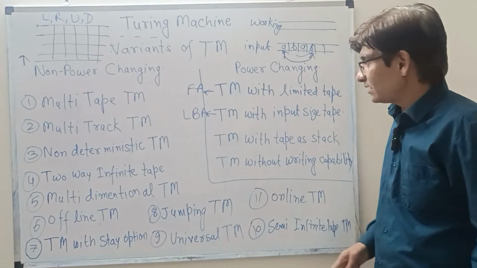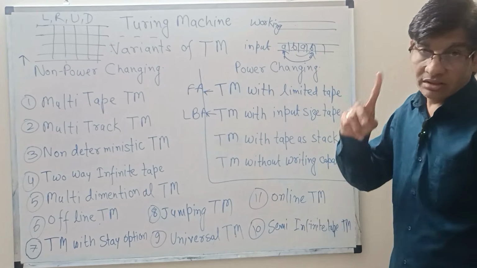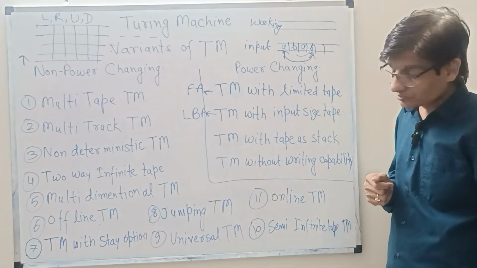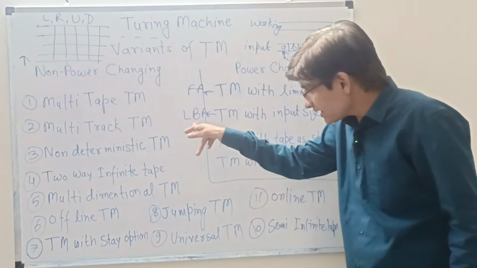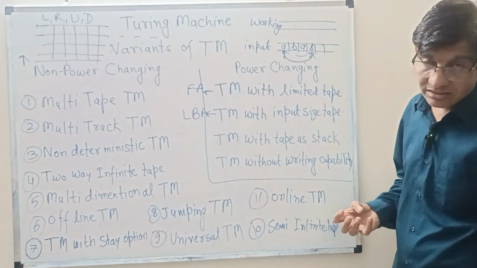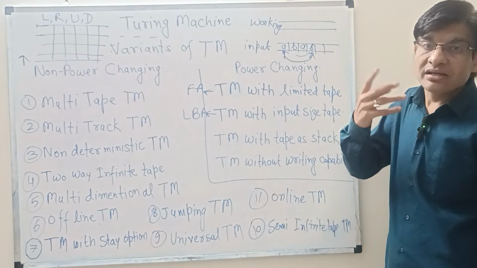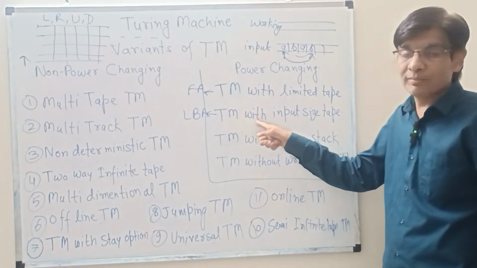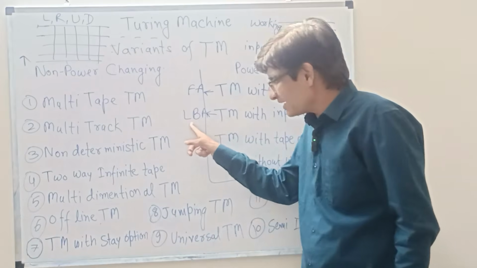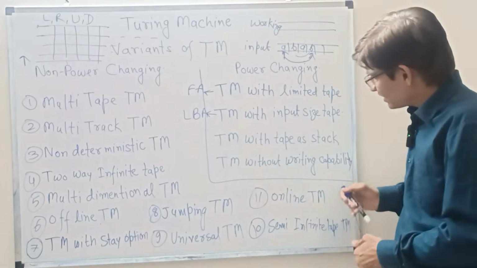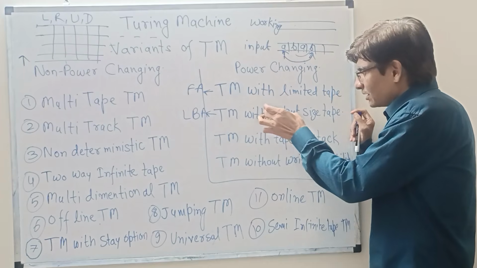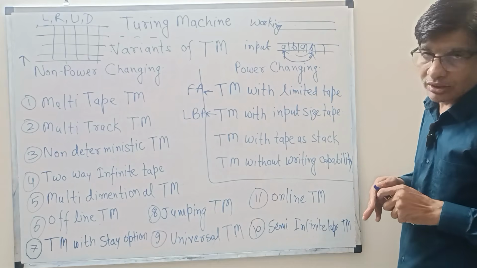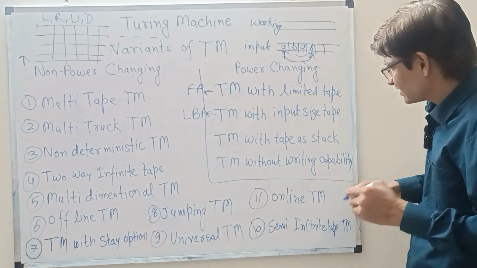And as you can see, Turing machine accepts all languages generated from type 0 grammar, and LBA accepts all languages generated from type 1 grammar. That means Turing machine is more powerful, but LBA is less powerful. So in this variant also, the power of Turing machine is decreased. I hope you can understand it.